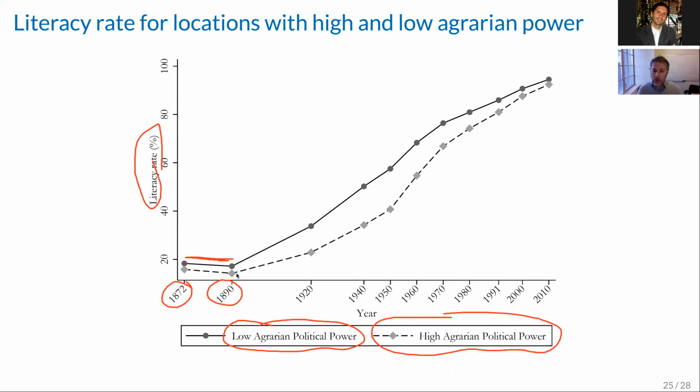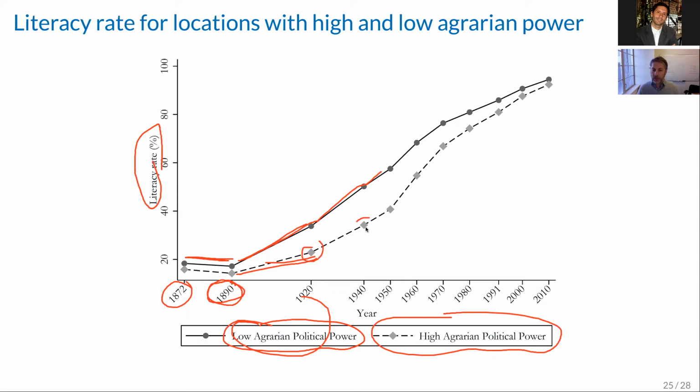And it's only in the next census in 1920, remember that I told you that 1891 is the new constitution that generates the decentralization of education to the more local level. It's only between 1890 and 1920 that you see this difference opening up. What we observe is that literacy rates evolve in a differential way. In places where you had low agrarian political power, literacy rate improved at a much faster pace compared to places where the agrarian elite had a lot of power.